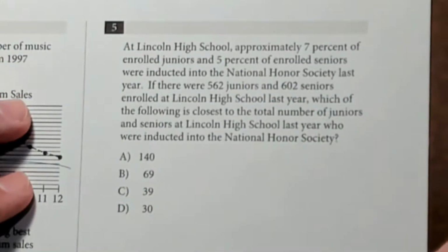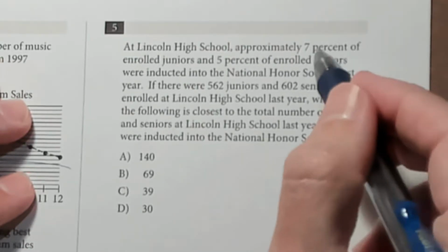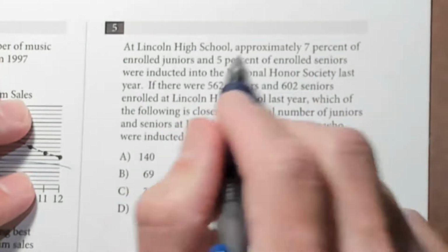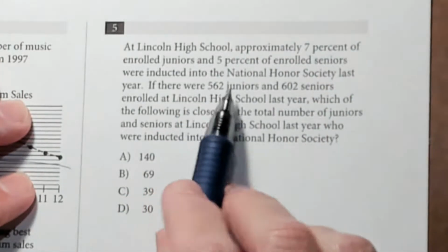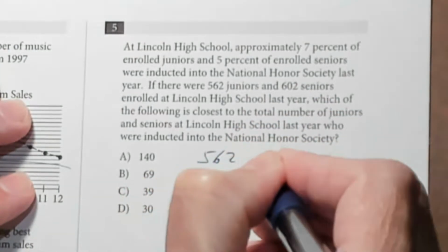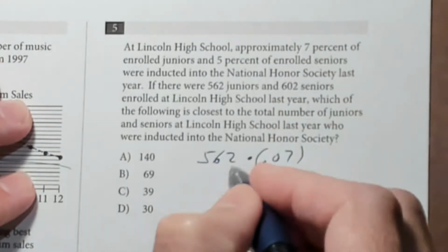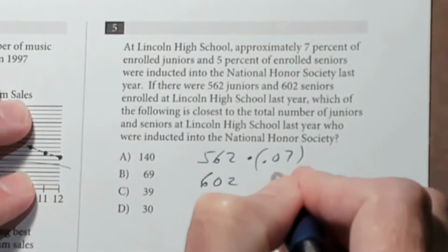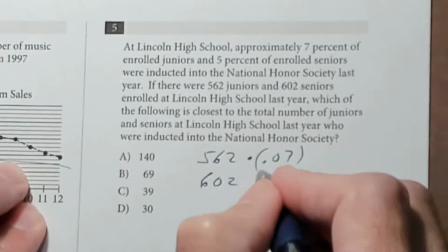Number 5. Again, you can pause this to do this on your own if you like. Lincoln High School, 7% of enrolled juniors, 5% of seniors. Okay, juniors are what? So 562 times 0.07. And we've got 602 seniors times your 0.05.